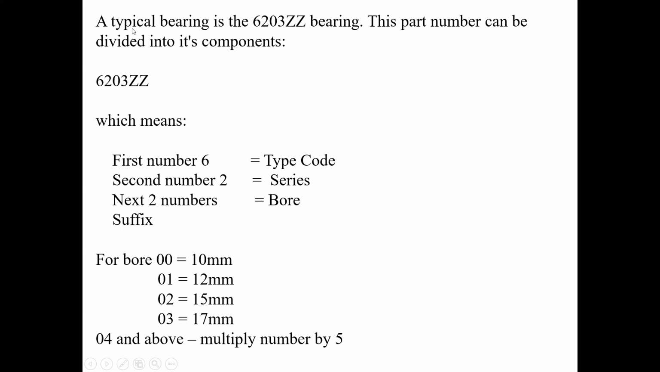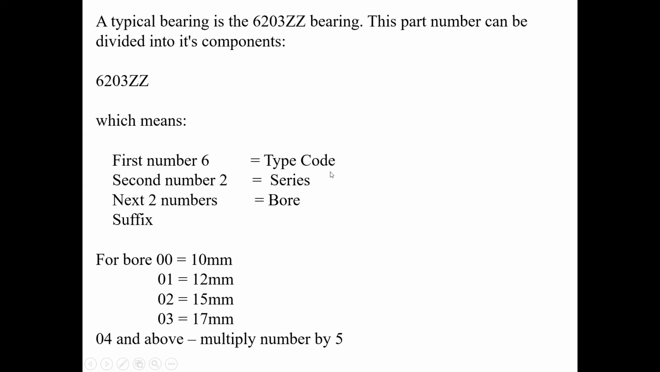This is a type of bearing, 6203ZZ. What is the meaning of the first number? 6 is the type code, the second is the series, and the last two numbers are the bore, which is the diameter we introduced just now.